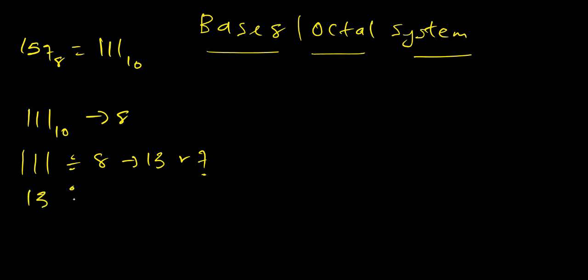So we have 13 divided by 8. So this is equal to 1, remainder 5. So we're going to continue with this number again. Remember, just leave the remainder and work with the quotients. So we're going to divide 1 by 8.